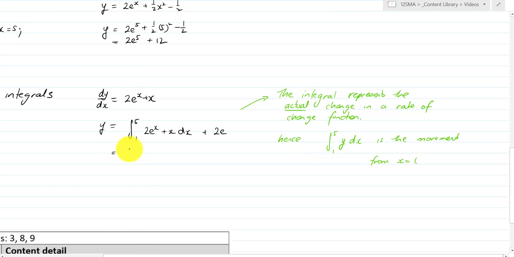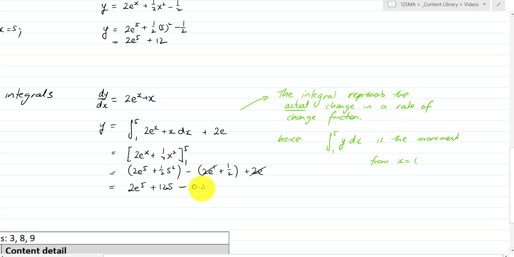So we go through and we do the definite integral. We get 2e to the x plus a half x squared. We don't have to worry about c in this case, between 5 and 1. And that gives us 2e to the 5 plus a half 5 squared minus 2e to the 1 plus a half, and then plus 2e, and of course the 2e and the 2e here cancel out, and that gives us 2e to the 5, a half 5 squared is plus 12 and a half, and then minus a half there, and that gives us 2e to the power 5 plus 12.